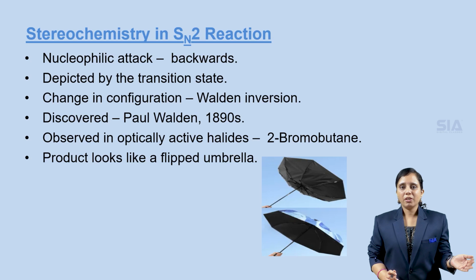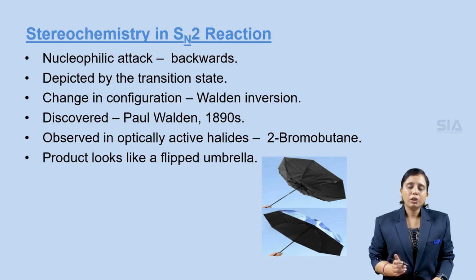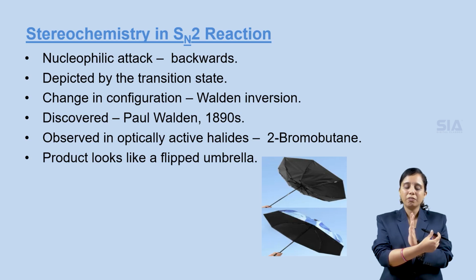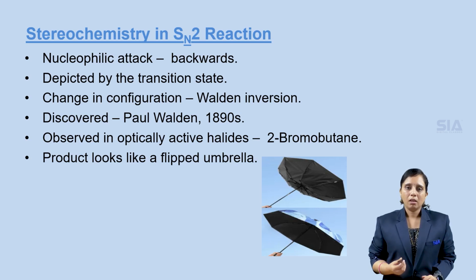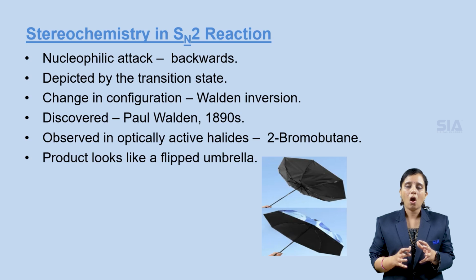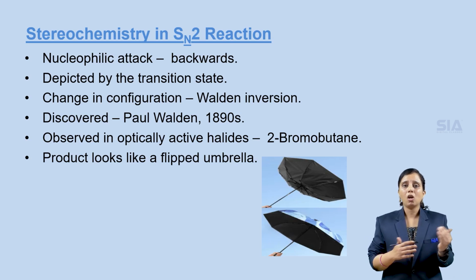So coming to the stereochemistry of SN2 reaction, the nucleophilic attack in SN2 reaction is always backwards. That means if the molecule is present in a vertical plane, the nucleophile will always attack from the backside. Because of that backward attack, which is depicted in the transition state, there is a change in configuration of the molecule. That means the spatial arrangement of the molecule in the product will be changed. The product will be in a different configuration compared with the reactant.